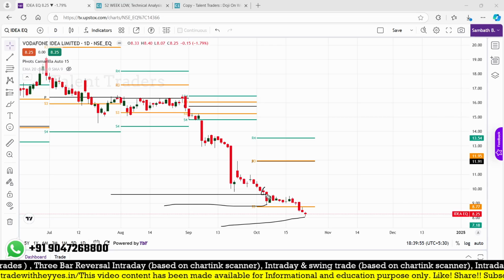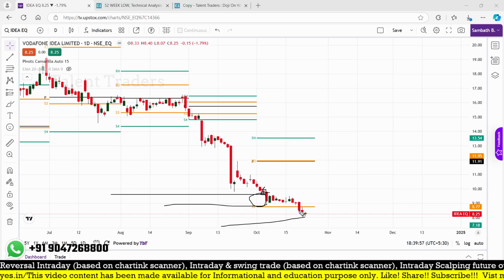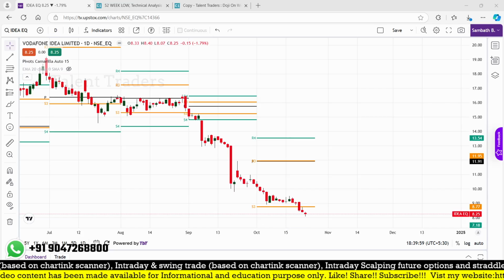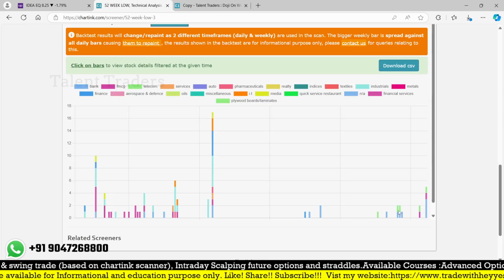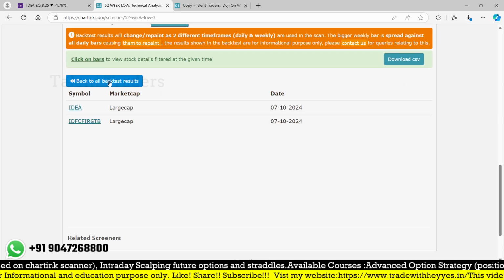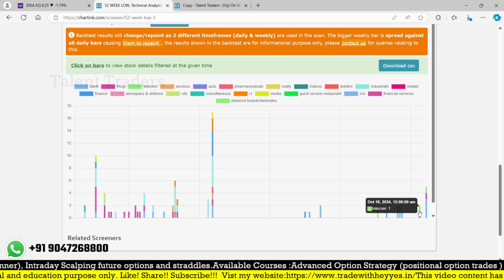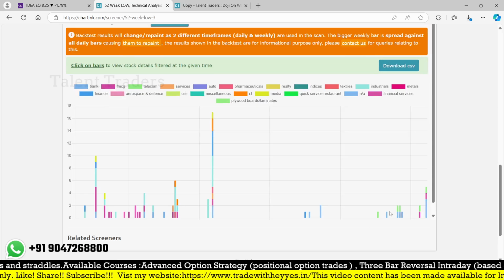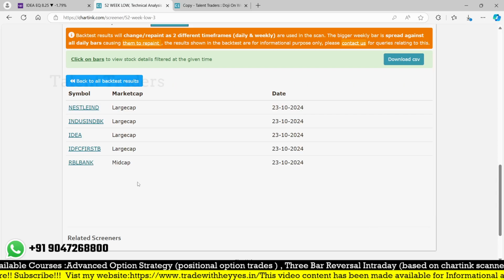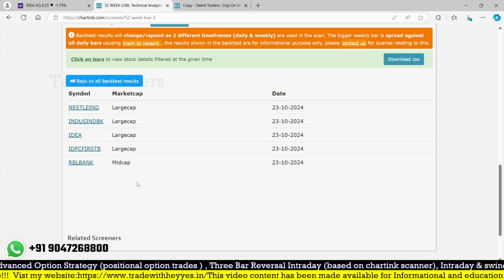But even though it shows in the data, it will not repaint. That is a very important thing you should understand. On the 4th it shows, and the next day it also shows the 52-week low, but after that somewhere here on the 18th, it is not removed from the list. Whenever it made a new 52-week low, it would be on the list.